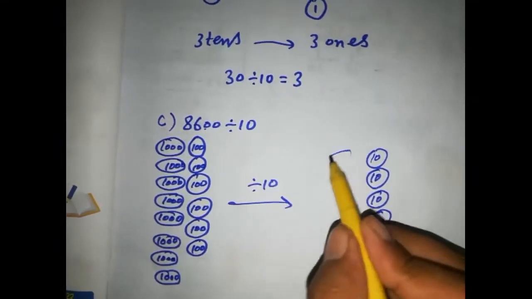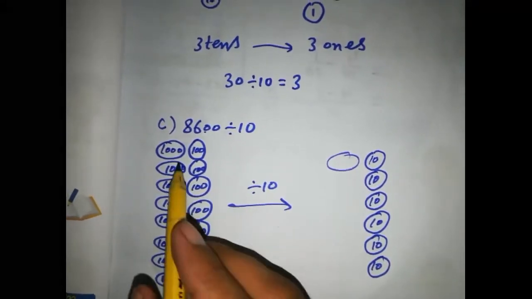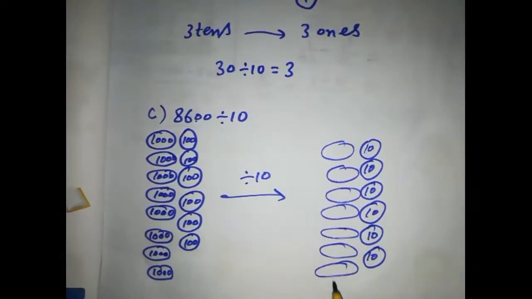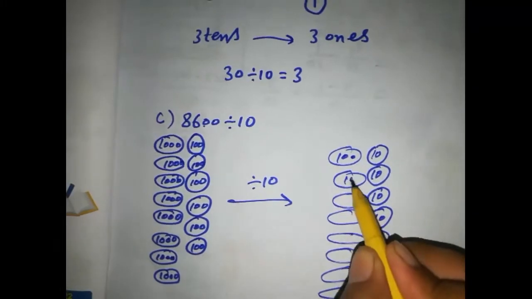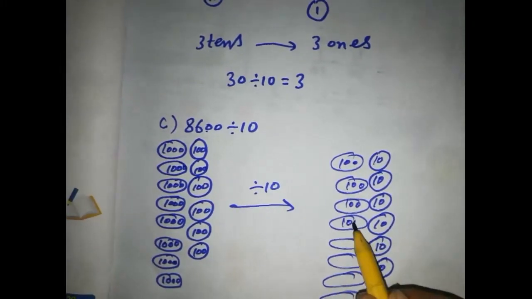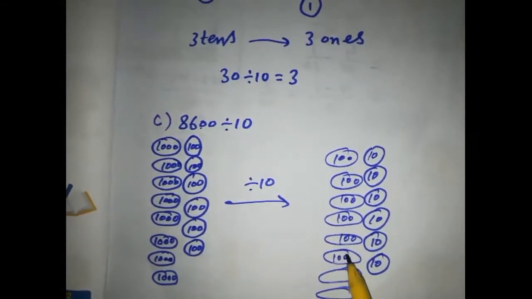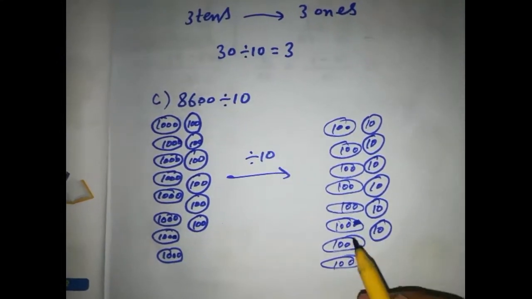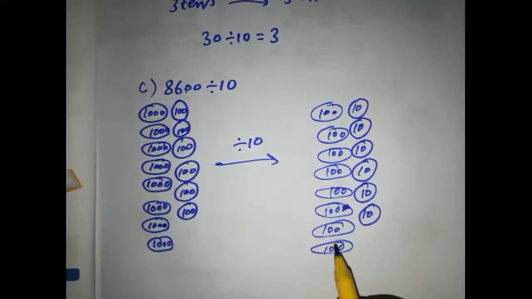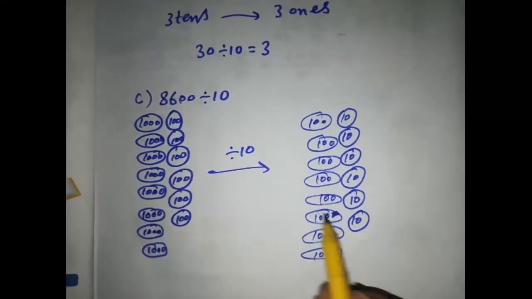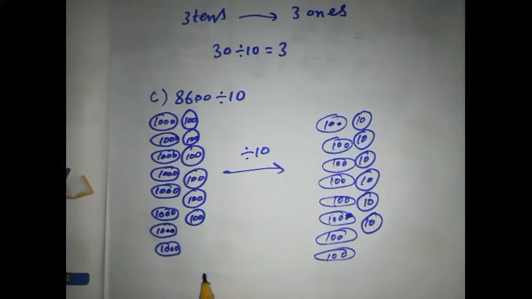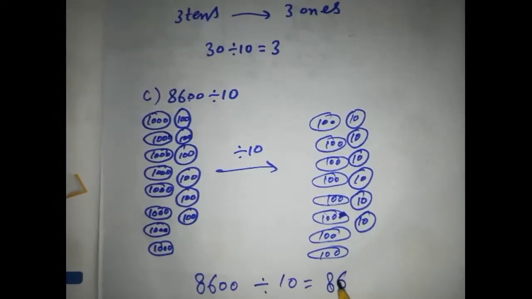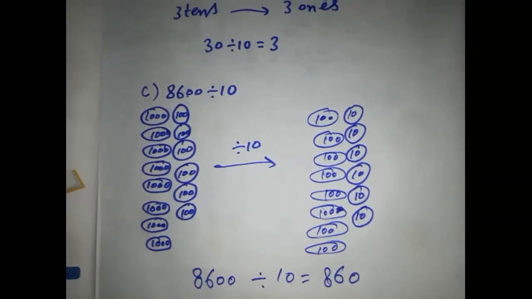When we divide 1000 by 10 we get the answer 100. So there are 8 discs of hundreds. 8 discs of 1000 become 8 discs of 100. So we may write 8600 divided by 10 is equal to 860, because the 1 0 cancel with the 1 0.